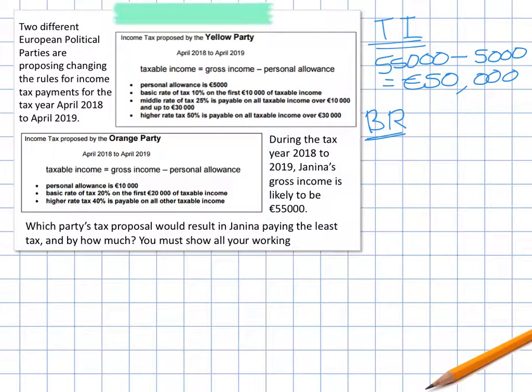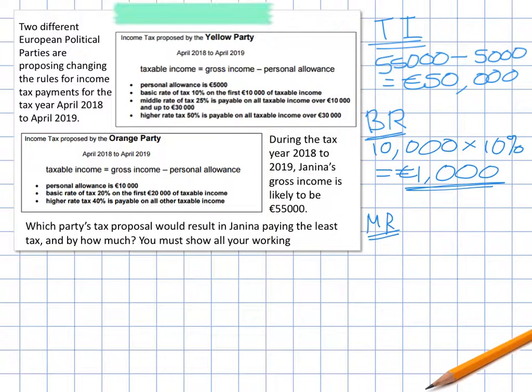So the basic rate says I've got to do 10% on the first 10,000. Okay, so I can clearly see here that my taxable income is over 50,000, so I'm definitely going to use 10,000 here. So 10,000 times 10%, and that gives me 1,000 euros as my taxable income here. Sorry, as my basic rate.